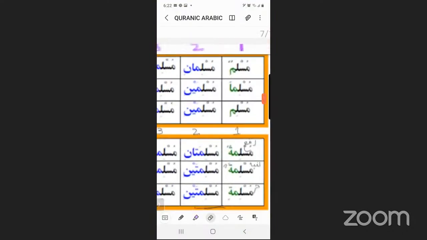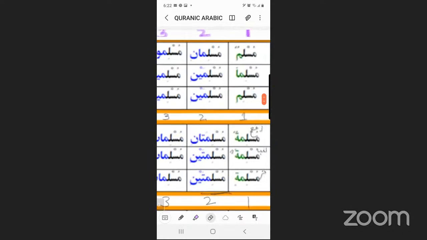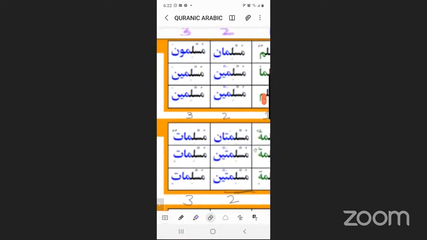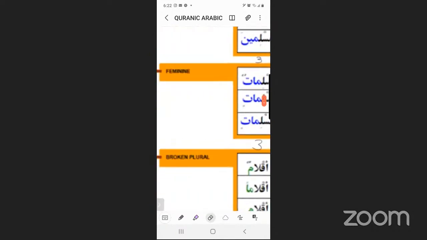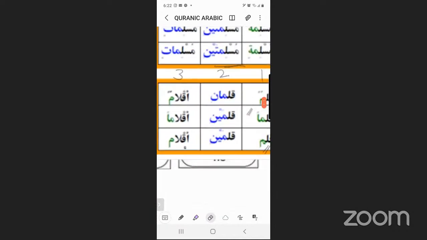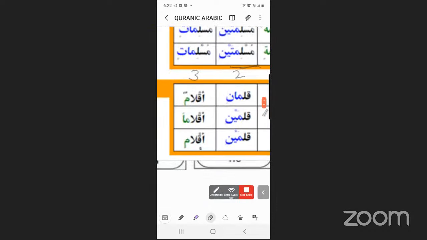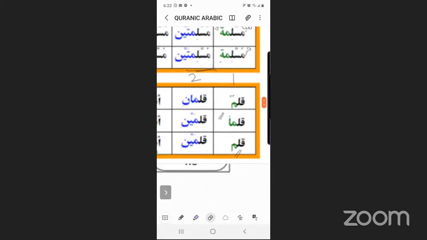And so now we understood the sound plural, and the main word Muslim remains the same. So these are the sound plurals, and the broken plural is where the word is broken. Qalam is broken into aqlam. The plural is aqlam, so it's a broken plural. The main word has to be broken.